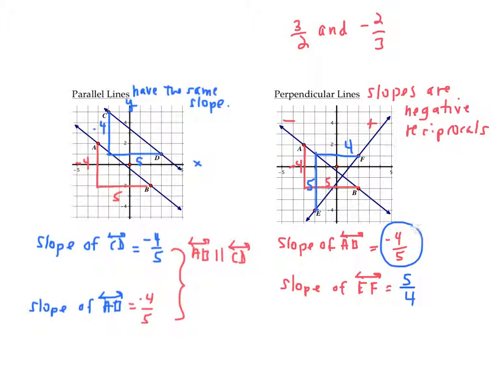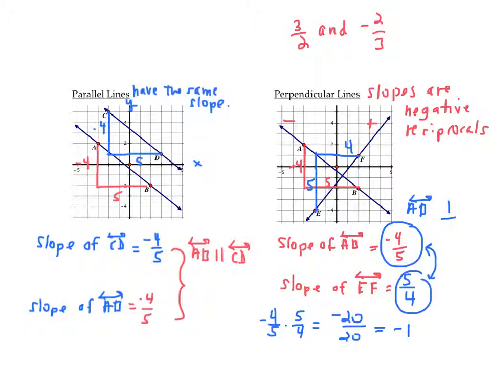So check out those two, negative 4/5 and 5/4. When you find the product of the two slopes, if they are indeed negative reciprocals, they would multiply to give us negative 1. Negative 4 times 5 is negative 20. 5 times 4 is positive 20. That simplifies to negative 1. So that proves that these two fractions are indeed negative reciprocals, and that proves that our lines AB and EF are perpendicular. So they intersect to form a right angle. You can mark that in the picture.